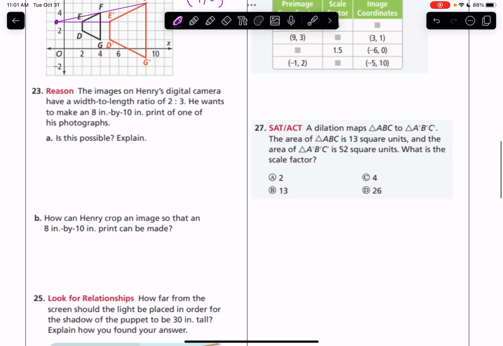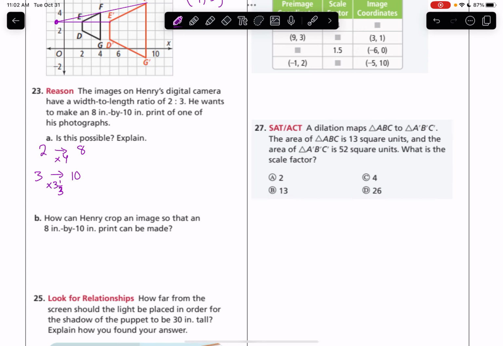23, the images on Henry's digital camera have a width to length ratio of 2 to 3. He wants to make an 8x10 print of one of his photographs. Is this possible? Well, if we wanted to think about the scale factor here, we would have to take something that is 2 to 3, and we want to see if it scales up to an 8x10. Well, if 2 scales up to an 8, that would be multiplied by 4. If 3 scales up to a 10, that's not multiplied by 4. That's multiplied by 3 1/3.